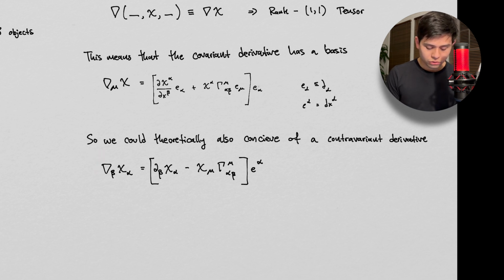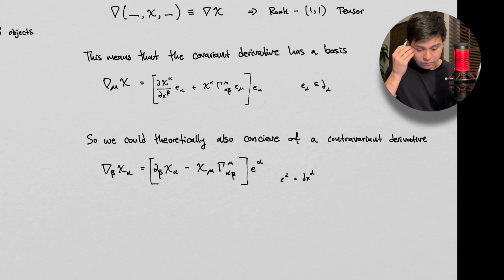But given that this is a covariant derivative and it has a basis, we could also theoretically conceive of a contravariant derivative. A contravariant derivative is sort of the opposite of a covariant derivative, right? The basis here is going to be this guy as opposed to this guy, right? So I'll take this guy here and just bring it down here. Okay. So we have a notion of a covariant and a contravariant derivative.